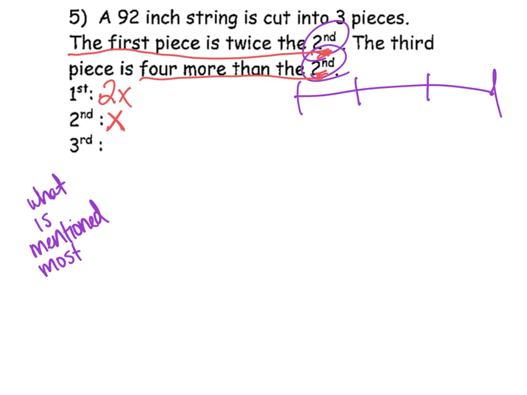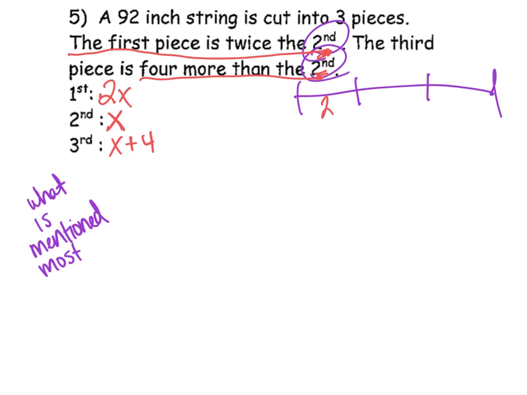Volunteer, guys. How do I write that the third piece is 4 more than the second? So the second, 4 more than it. No, 4 more. More, plus. You cannot get twice and 2 more mixed up anymore. We are in high school. That is not okay.